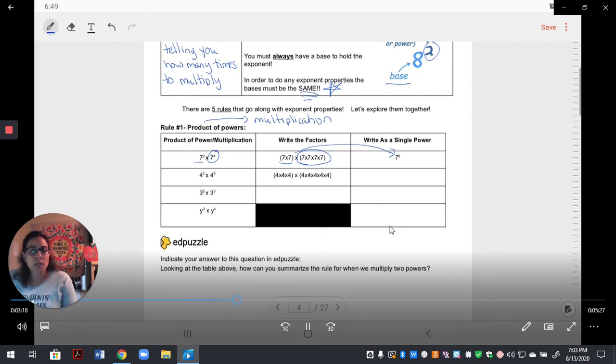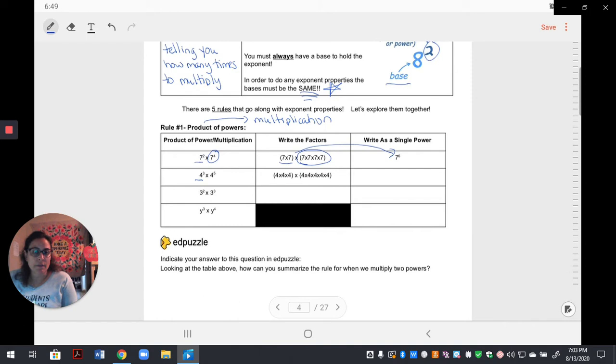You can also look at the next one here, where you have 4 to the 3rd, so that's three 4s, or multiplying 4 three times, and 4 to the 5th, so you're multiplying 4 five times. If you add all those number 4s up, you get eight 4s, so that's 4 to the 8th power.